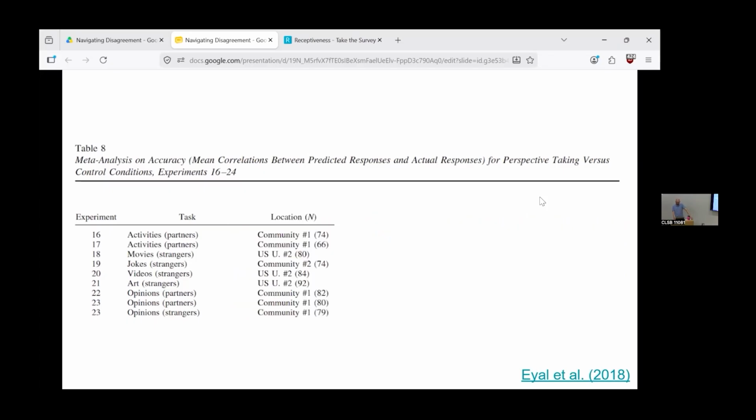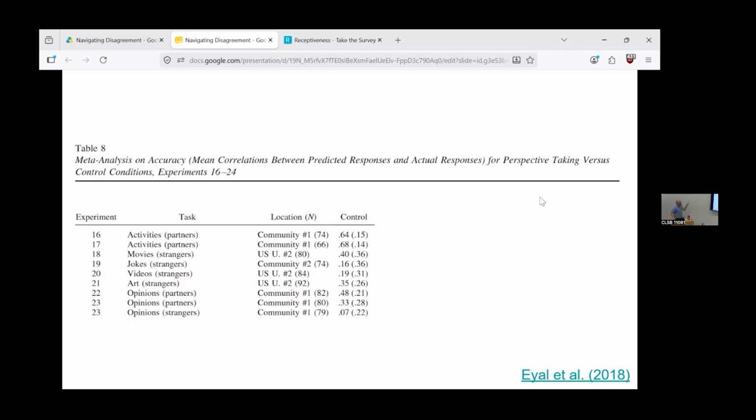These were a variety of samples, community samples, university samples, but I believe this was all in the US, even the community samples. And these are, to my understanding, non-overlapping. So those first two say community 1, the 74 people and the 66 people, those are not overlapping groups. And like I said, we're looking at correlations. So you can get a correlation between your predictions of what your partner likes or dislikes and their actual values. And these are average correlations.